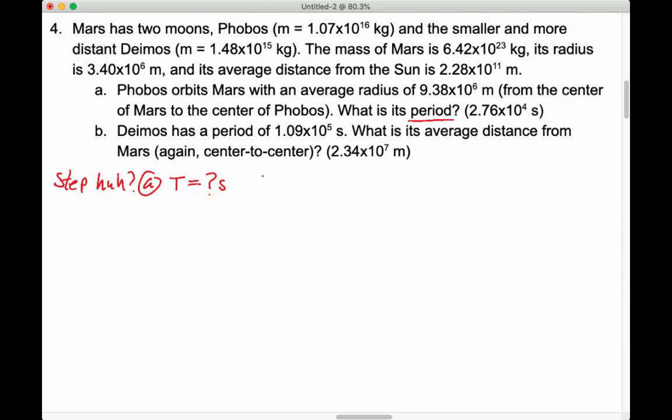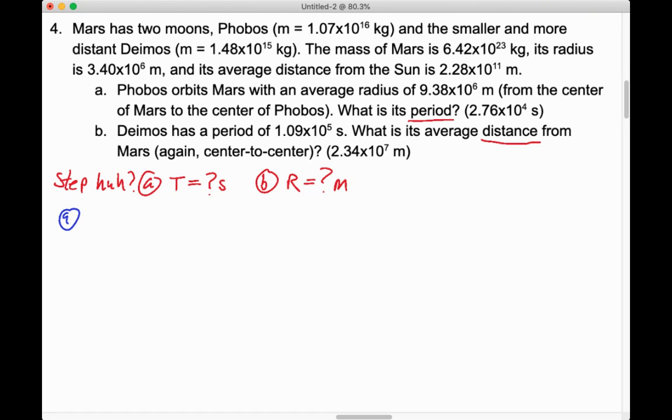And then for part B, Deimos has a period of that. What is its average distance from Mars? Again, center to center. So we're looking for the average distance. What we're really looking for here is the radius of its orbit. So radius is question mark. And what units will that have? That will be meters. So let's begin.